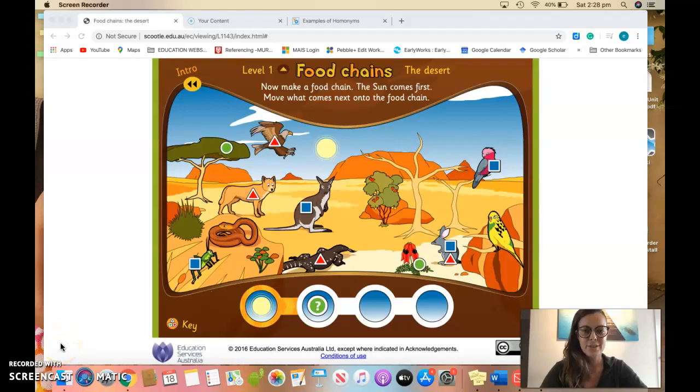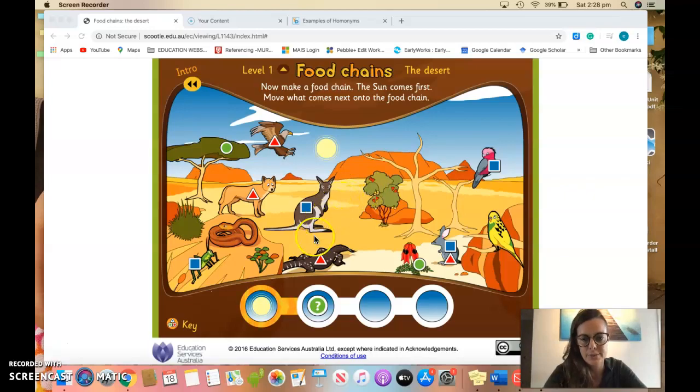Hello everyone! Today I'm going to show you a serious game that I found on Scootle, which is called Food Chains. This interactive game supports the science learning area in the Australian curriculum, and it is targeting mainly ER4 students. The main topic of this game is the ecosystem in the desert and how plants and animals get the energy they need to live.